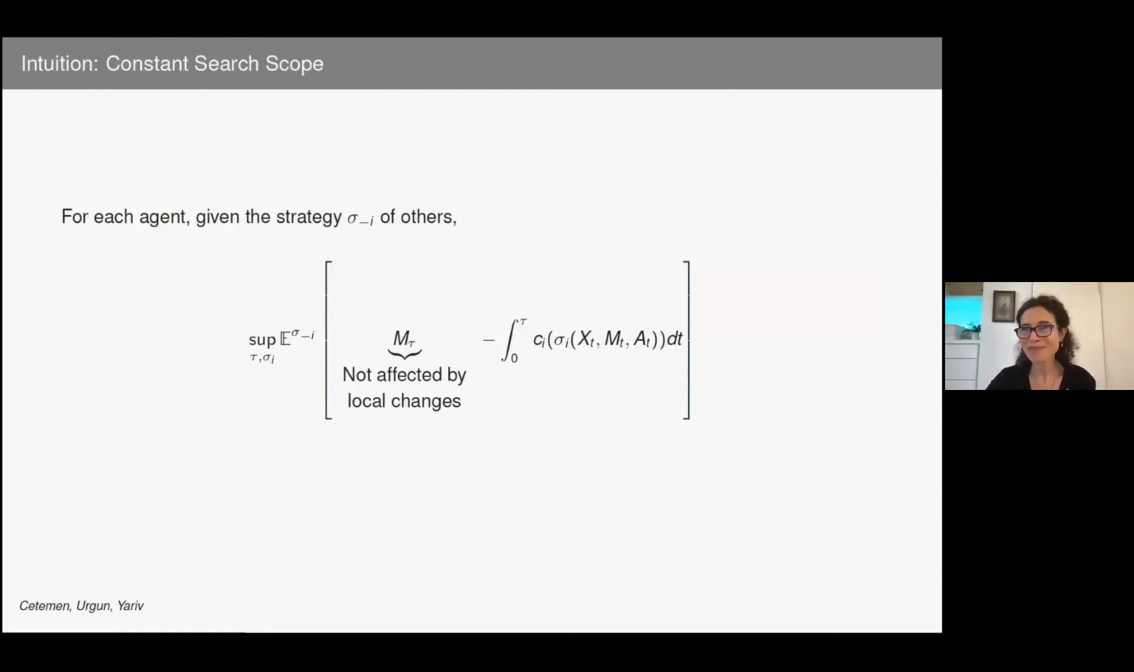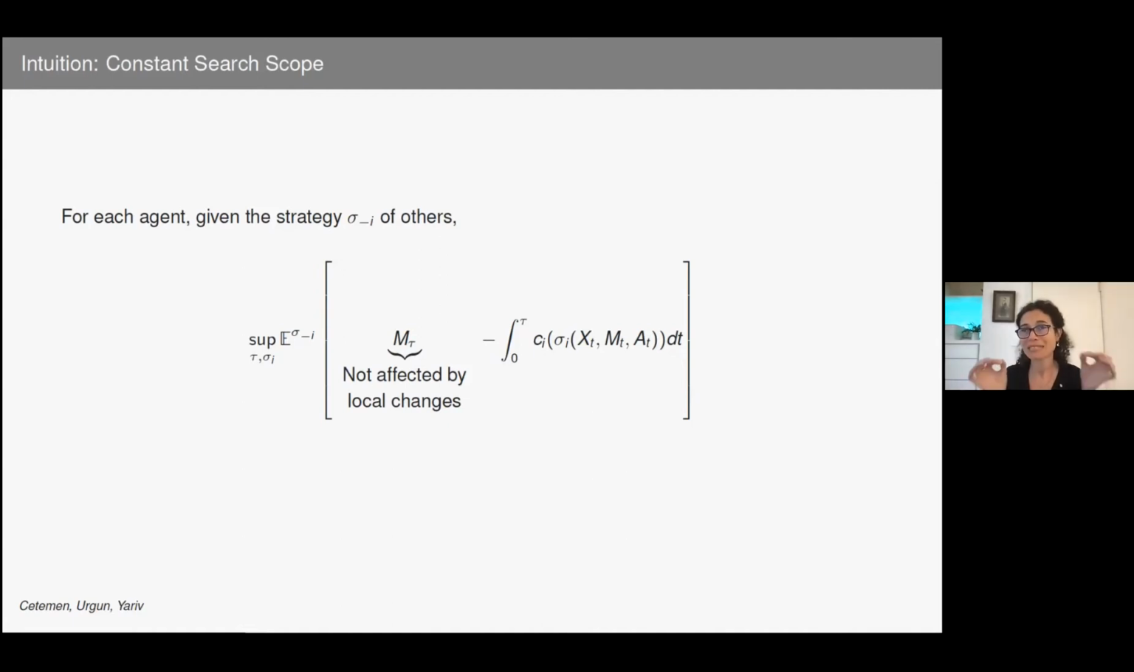All right, let me give you a rough intuition for where this is coming from. Why do we have a constant search scope? So for each agent i, given the strategy of everyone else, this is basically what they're optimizing. This is their objective given what everyone else is doing. Now, if you think about a point at which you're far away from the maximum, infinitesimal changes in your search scope are not going to affect the maximum itself. You're far away from the maximum. Tiny changes right now are not going to affect it.